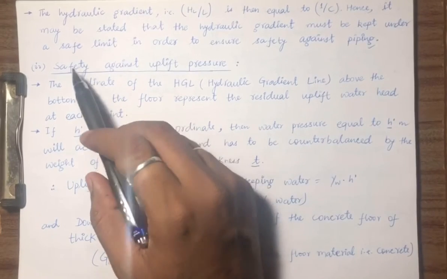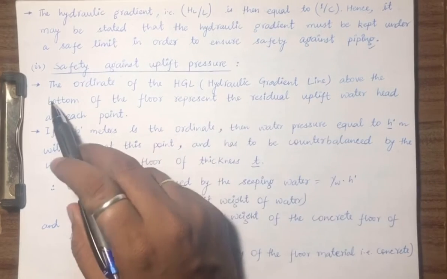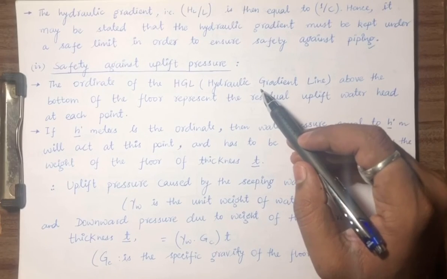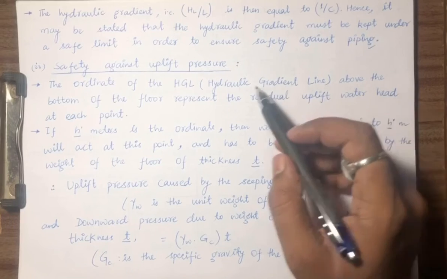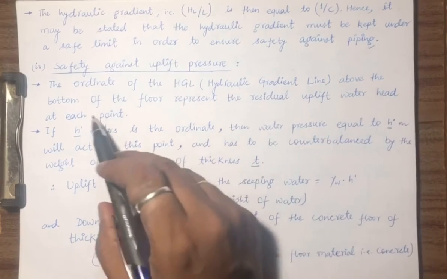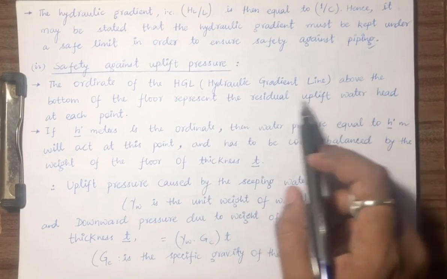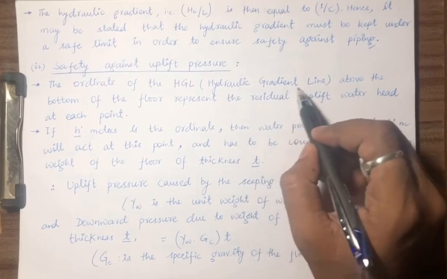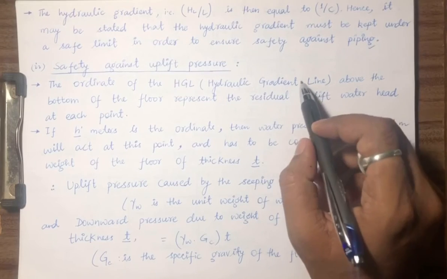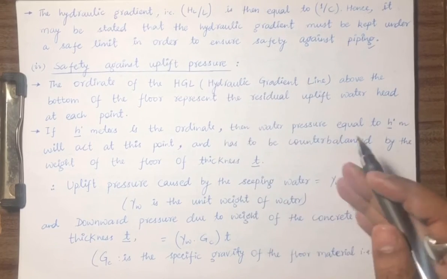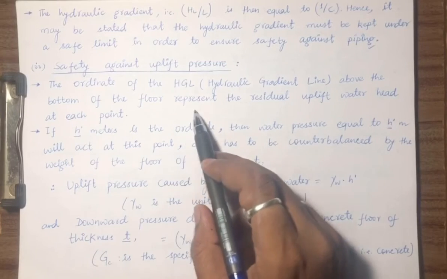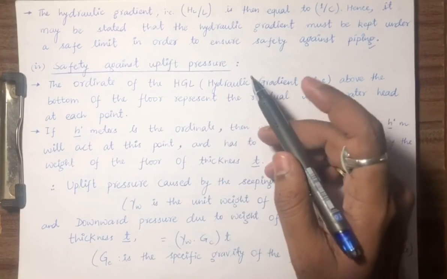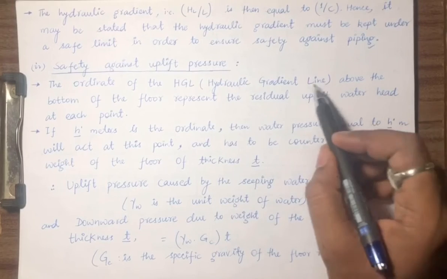Now the second was safety against uplift pressure. The ordinate of the HGL, the hydraulic gradient line, which you might have studied in your fluid mechanics classes. The hydraulic gradient line above the bottom of the floor represents the residual uplift water head at the point. Hydraulic means related to water, so the water head line shows how the water head varies at various sections above the bottom of the floor, representing the residual uplift water head at each point. So the uplift force will be proportional to this ordinate.